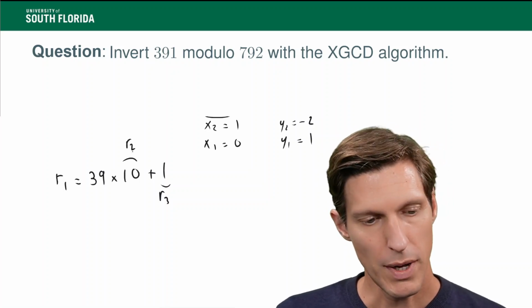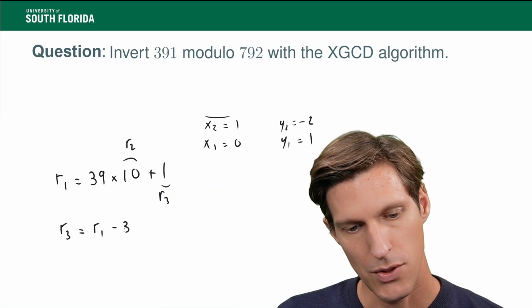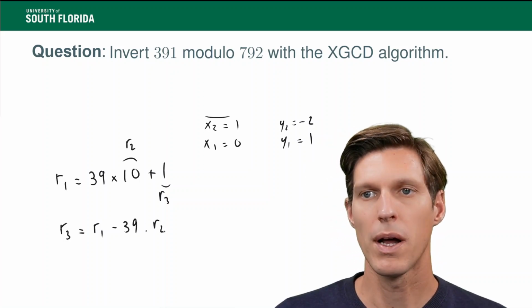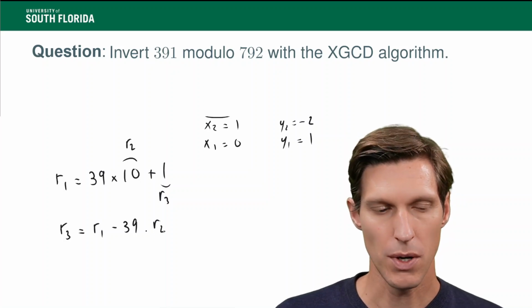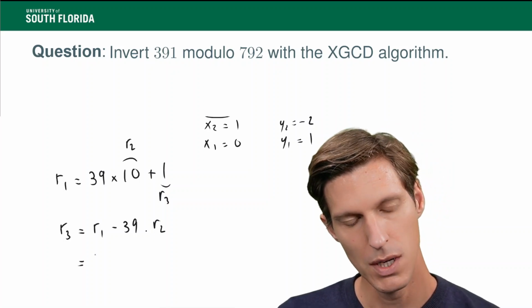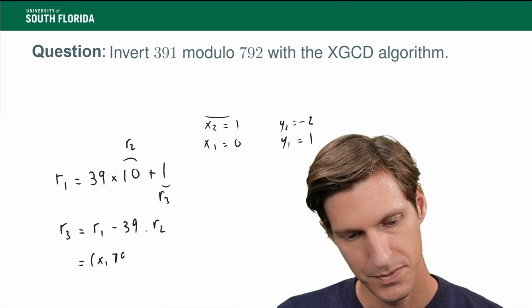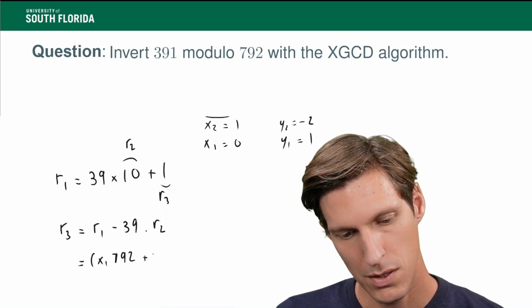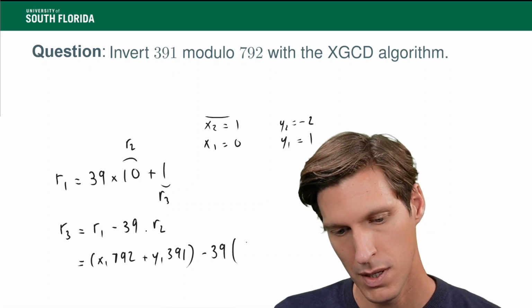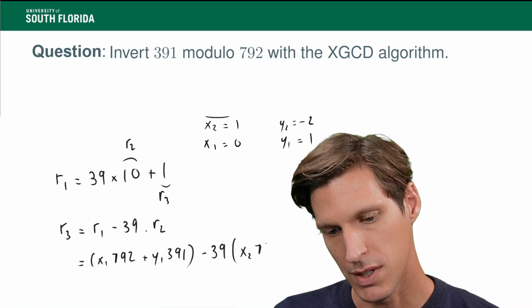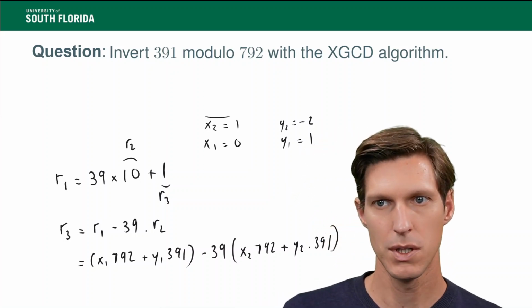Okay, and now what do I have for R3? I can rewrite R3 as R1 minus 39 times R2, okay? And remember, what I want now is x3 and y3. So I rewrite R1 and R2 with respect to 391 and 792, and by linearity, I'm going to get my result. So that's going to be x1 times 792, and I'll do all the steps here, plus y1 times 391, minus 39 times x2 times 792 plus y2 times 391. Apologies for going a little over.